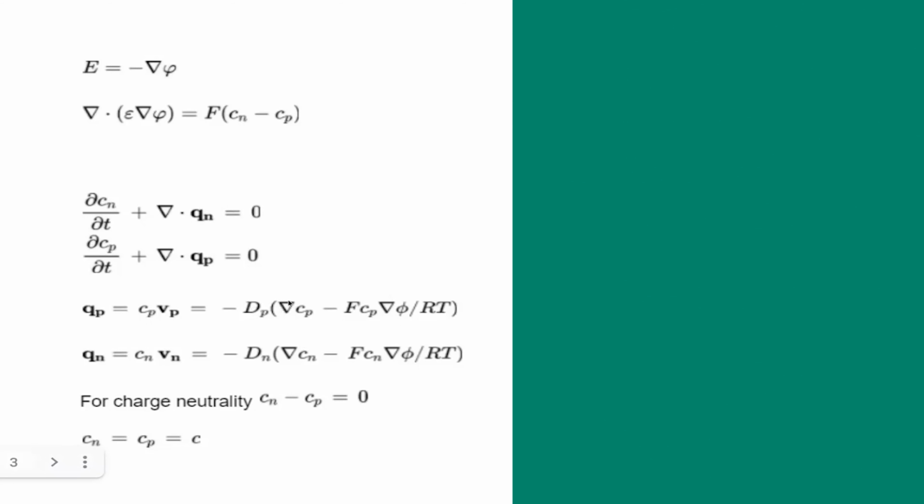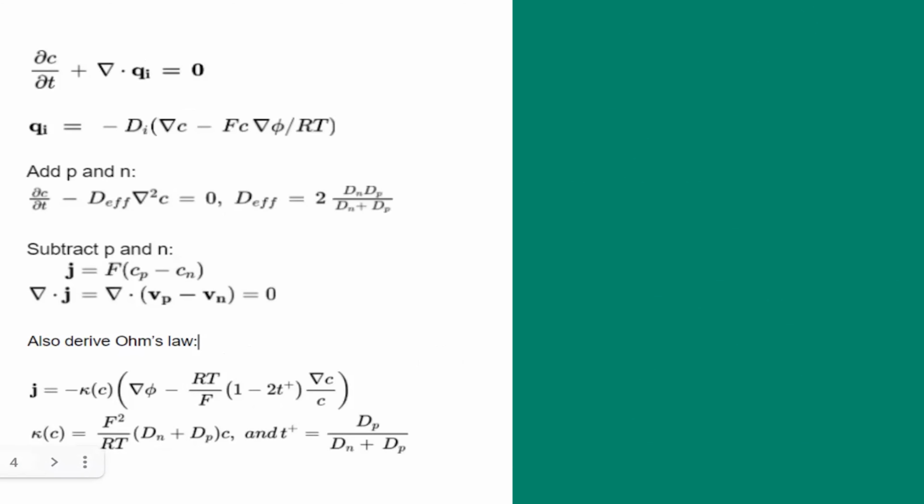The migratory term is due to the presence of an electric field and the diffusion term is due to the presence of concentration gradients. The diffusion term is written by Fick's law, where D_P is the fixed diffusivity, and then we impose charge neutrality constraints and write Cn equal to Cp equal to C. Now the conservation laws can be rewritten as follows, where i can be P and N. Now if we add these equations with P and N, we get an equation which has direct analogies with Fick's second law of diffusion.